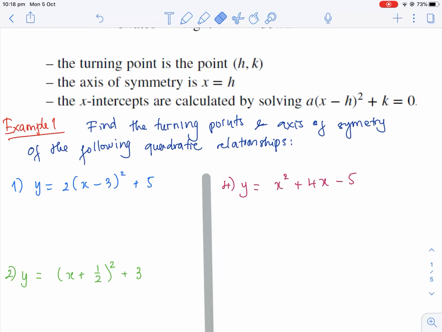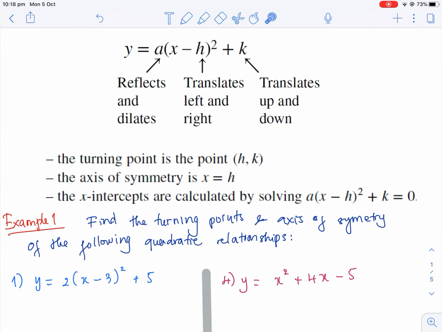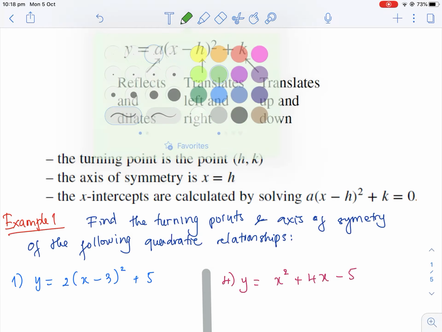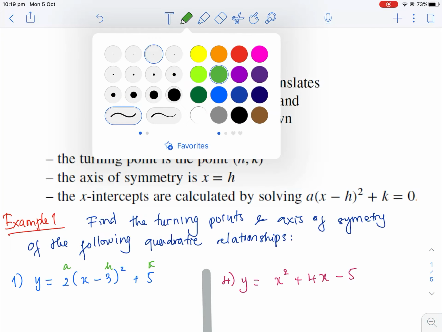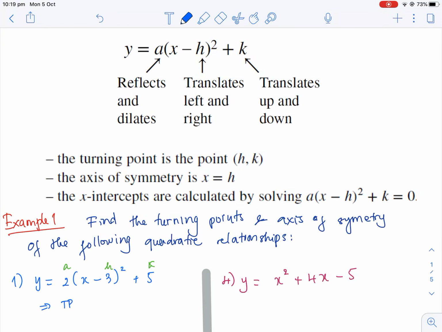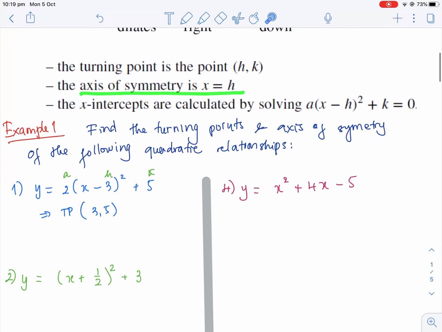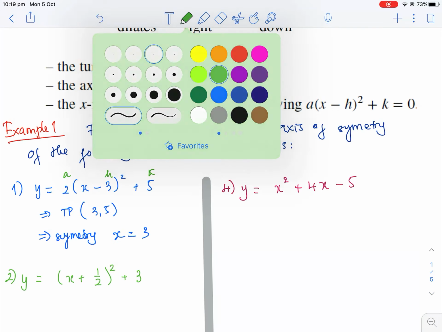From here, we're going to use the formula to point out the turning point. In here, this is a, this is (x take away h), and this one is k. So the coordinate of the turning point, TP, is (3, 5). h is 3 and k is 5. So the coordinates of the turning point are (h, k), which is (3, 5) in here. And the axis of symmetry is x equals h, so the axis of symmetry is x equals 3 in this question. Move on to the next question.